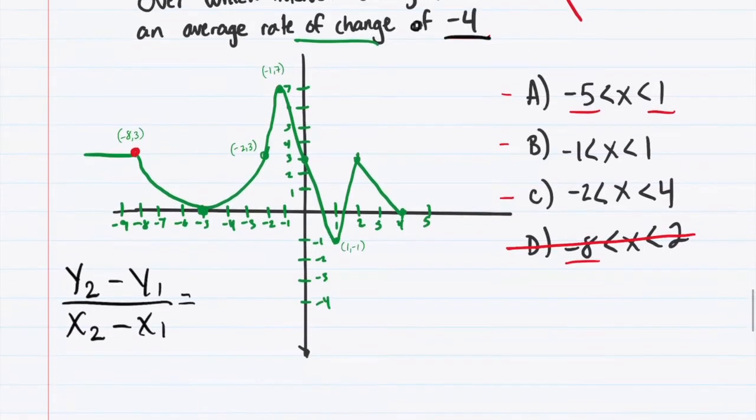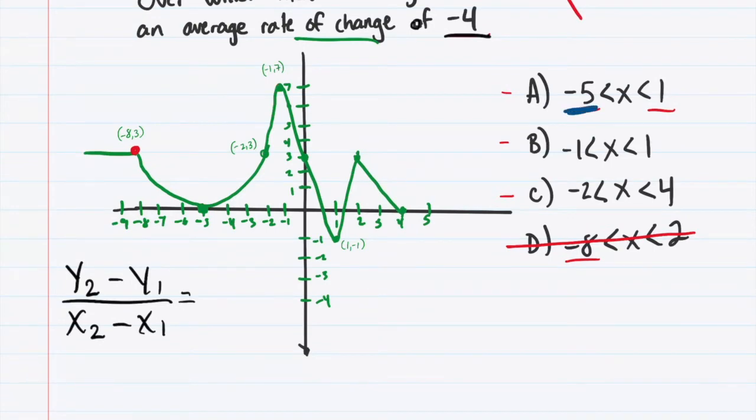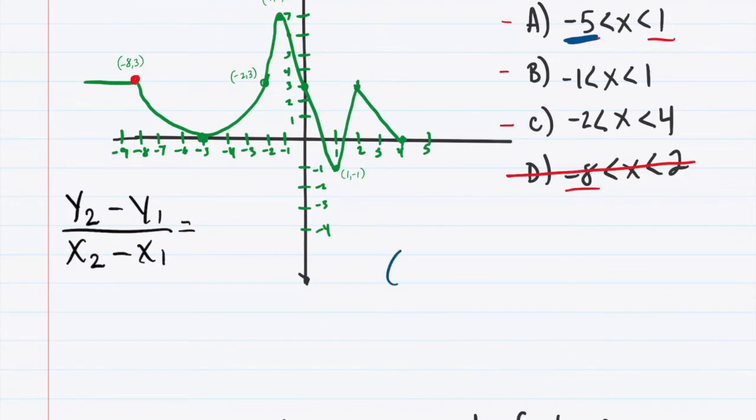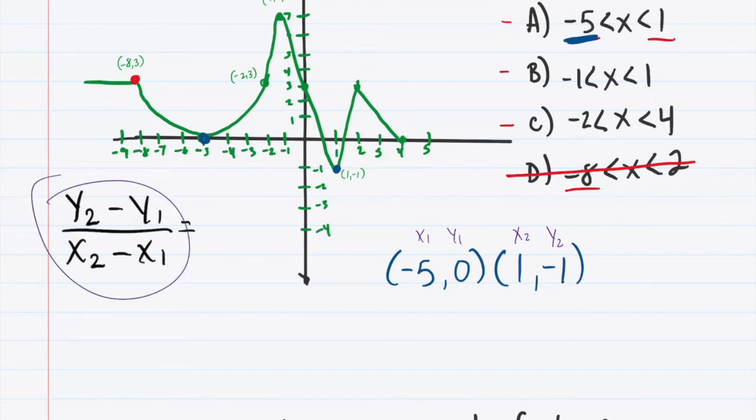So let's get started. When my x is -5, what's my point? When my x is -5, my point is right here. So that will be my y as 0. When my x is +1, my y is -1. So once again, that's my x1, y1, x2, y2. Let's plug them into the formula.